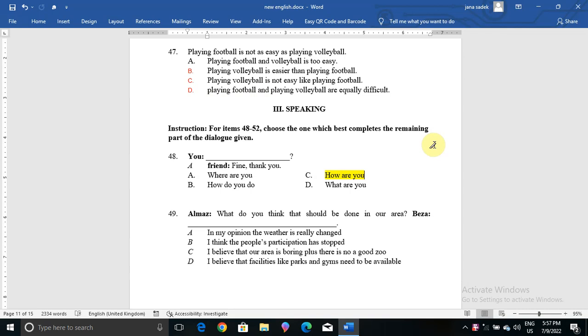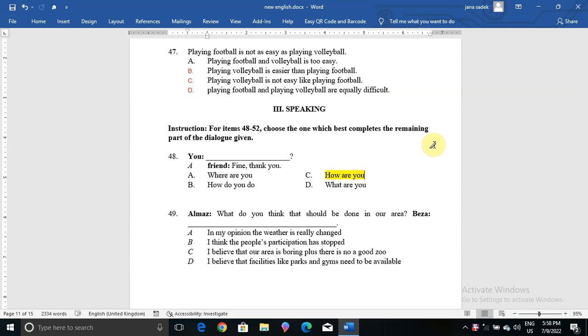He's asking, what do you think should be done in our area? Choice C says, I believe that our area is boring plus there is no good zoo. Yes, you believe this, but is this something that should be done in our area? No. Or it's already done.